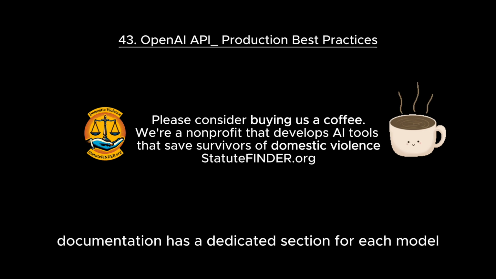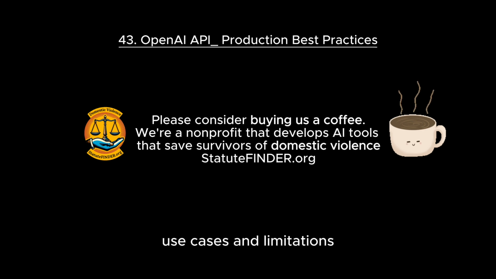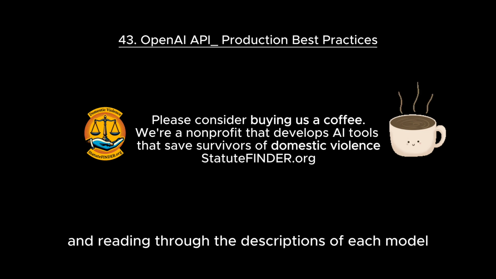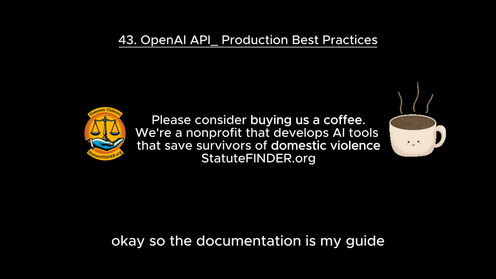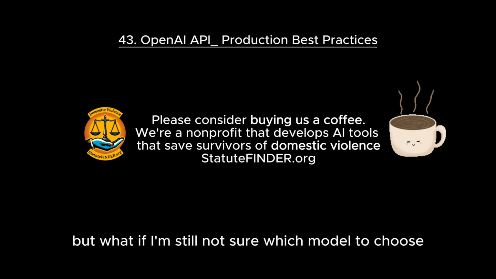The OpenAI documentation has a dedicated section for each model outlining its capabilities, use cases, and limitations. I'd recommend starting there and reading through the descriptions of each model. Okay, so the documentation is my guide. But what if I'm still not sure which model to choose?